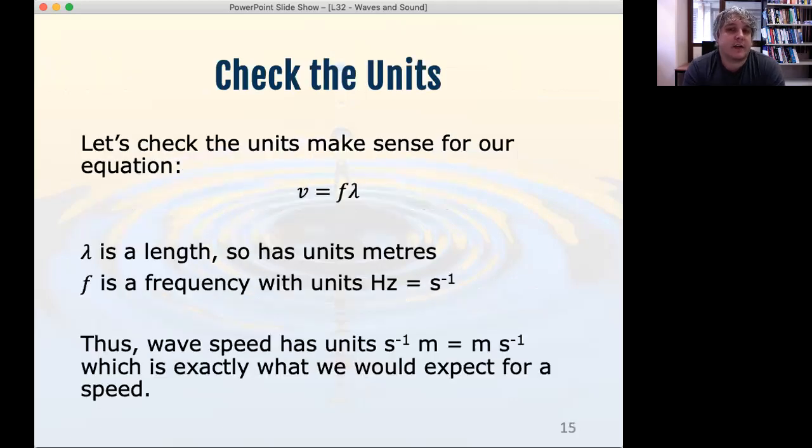As a little double check, because this is a formula that I'm essentially just telling you to believe, you should check the units. V equals F lambda. Lambda is a length, frequency is a frequency, so it's got hertz, which is seconds to the -1. So we have meters per second, which is exactly what we would expect for a wave speed, right, for a speed.